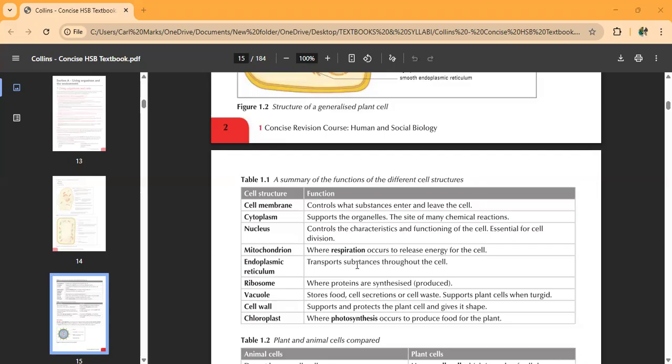So yeah, let's continue. So the nucleus, think of it as the brain of the cell. It controls the things that make the cell a cell and how it functions. And it is essential for cell division. So cells have to divide, right, to create new cells.